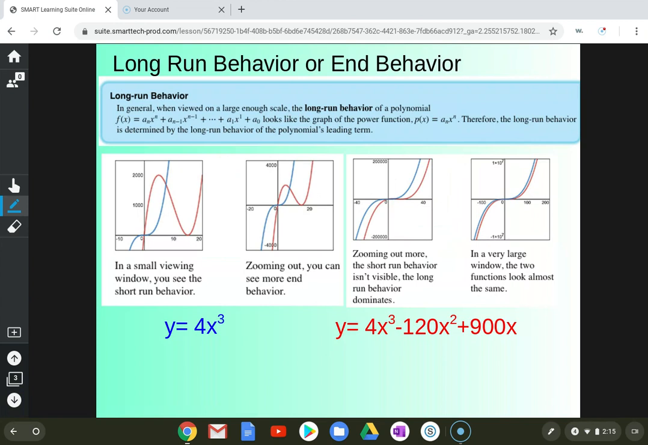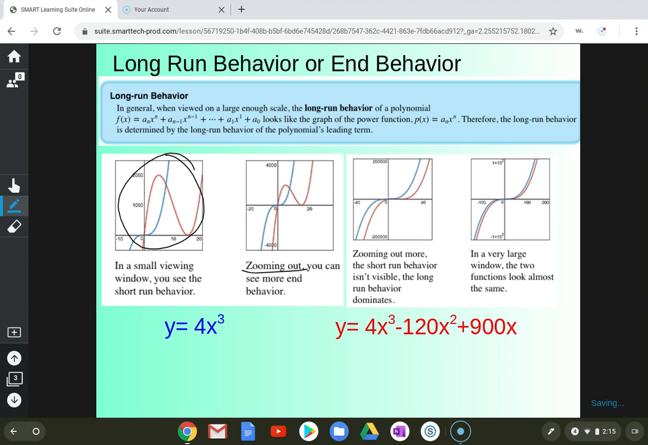Here, let's move on. All right, end behavior. We're not going to get too deep into this. Just know that end behavior is what is going on at the far ends of the graph. If we look at these two graphs, the blue graph is 4x cubed and the red graph is 4x cubed minus 120x squared plus 900x. If we're looking in the middle of the graph, they look really different. They look like completely different graphs, right?